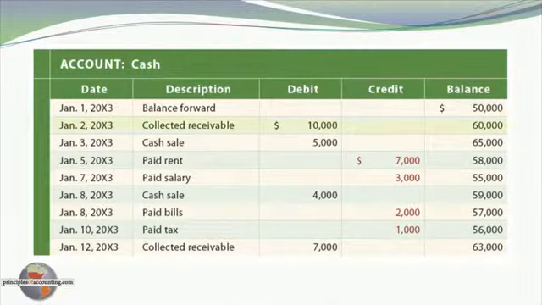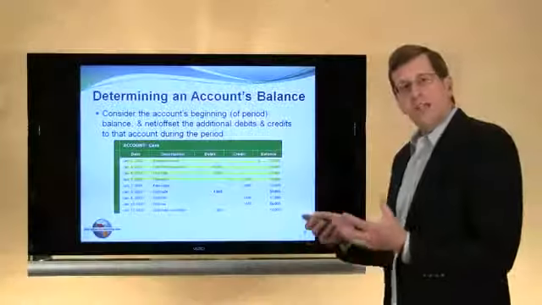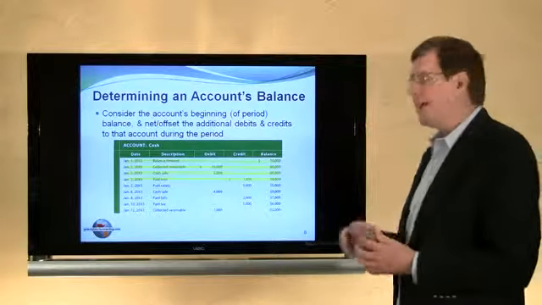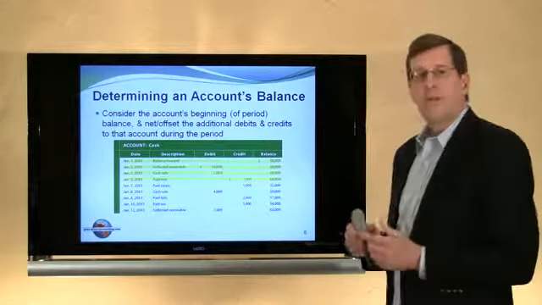On January the 2nd, we collected a receivable, cash went up, hence cash is being debited $10,000. Cash, an asset, is increased with a debit, the balance is now $60,000. In the next transaction, we have a cash sale. Cash again goes up another $5,000, hence a debit to cash of $5,000. In the next transaction, we're paying rent. Cash is going down, so we need to credit cash $7,000 to reduce it to the $58,000 balance. All right, so that's how transactions are impacting this particular account, the debit or credit effect.